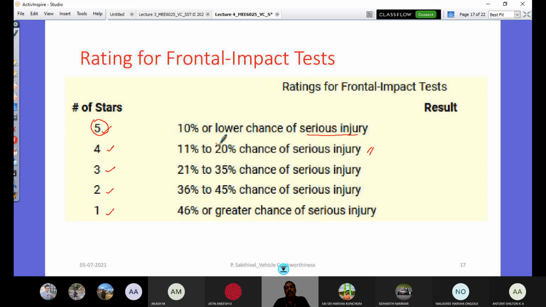So what do you mean by 10% or lower chance of serious injury? If 100 vehicles are tested, only 10 vehicles.